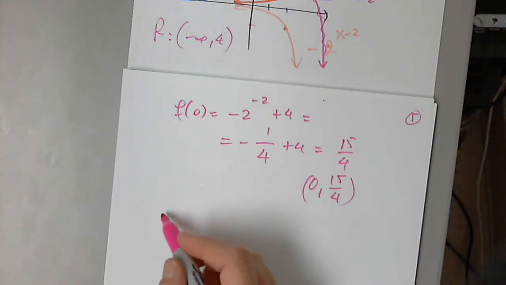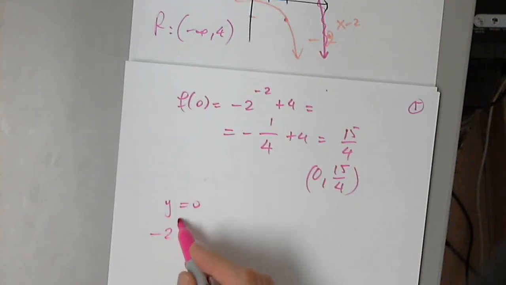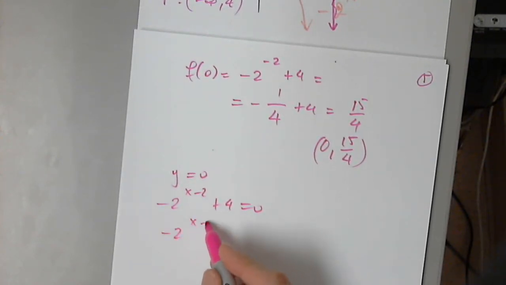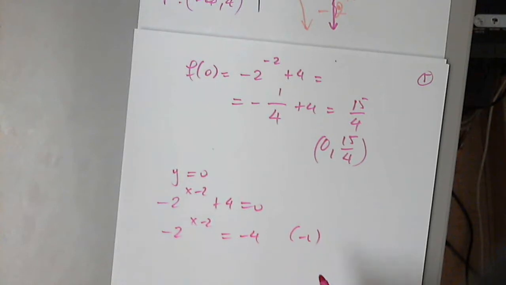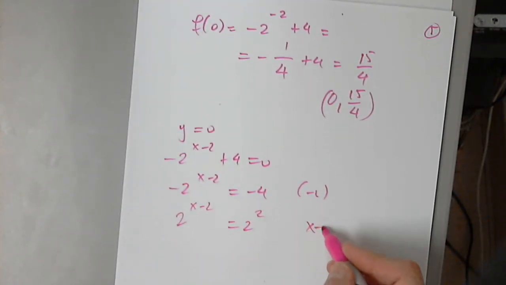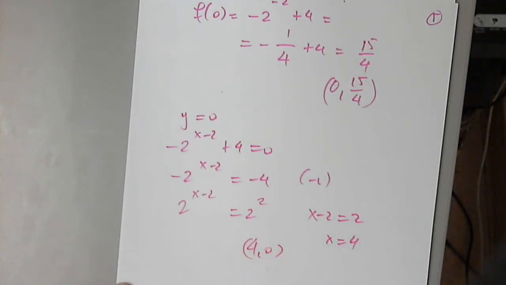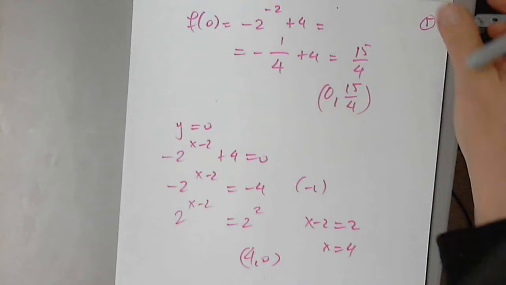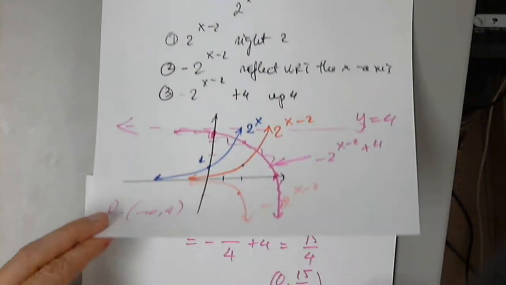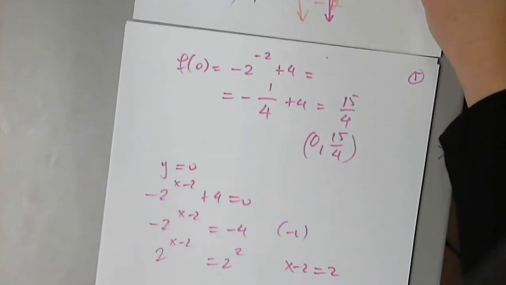Now, the x-intercept is when y is 0. So negative 2 to the x minus 2 plus 4 equals 0. I move 4. Multiply by negative 1. 2 to the x minus 2 equals 2 squared. So x minus 2 has to equal 2, or x equals 4. So (4, 0) is the x-intercept. So this is (4, 0), and this is (0, 15/4). So that was the graph.